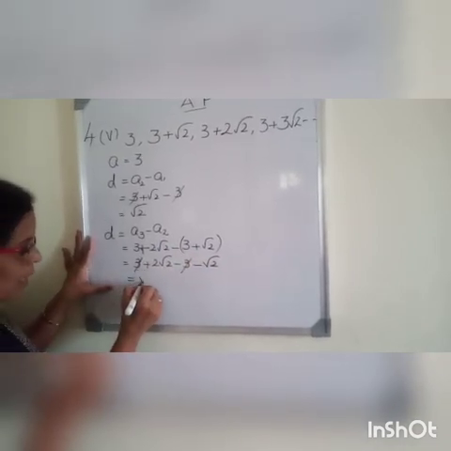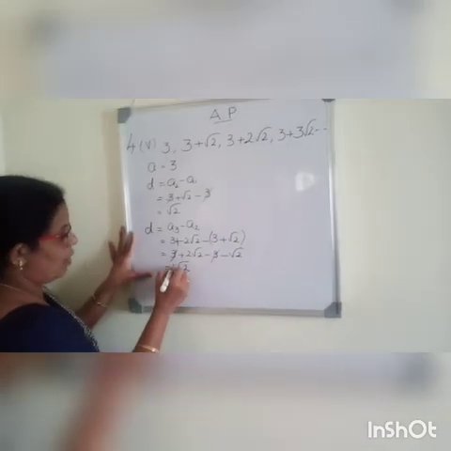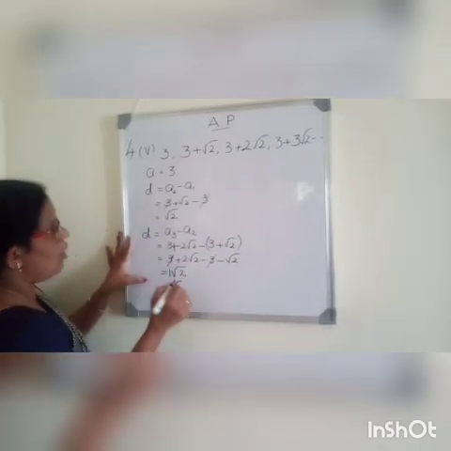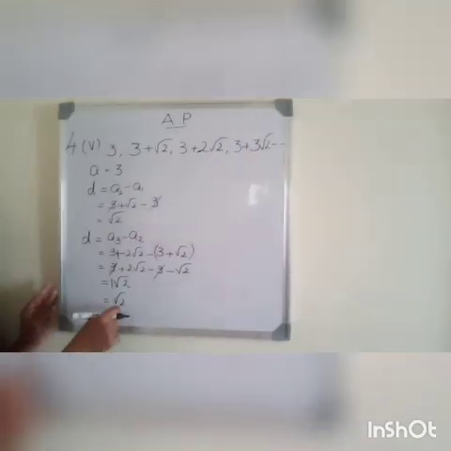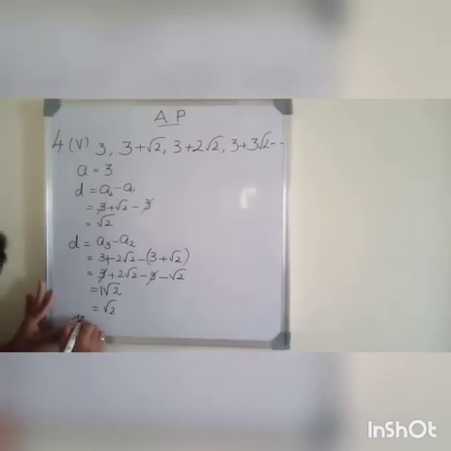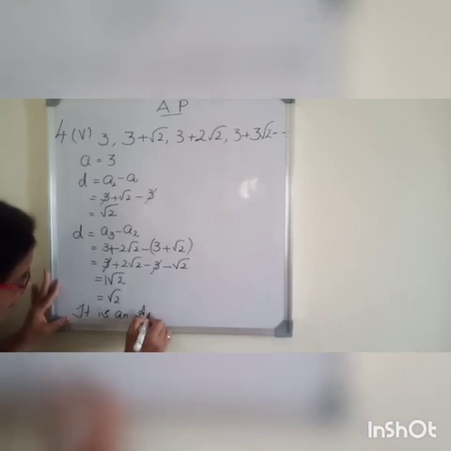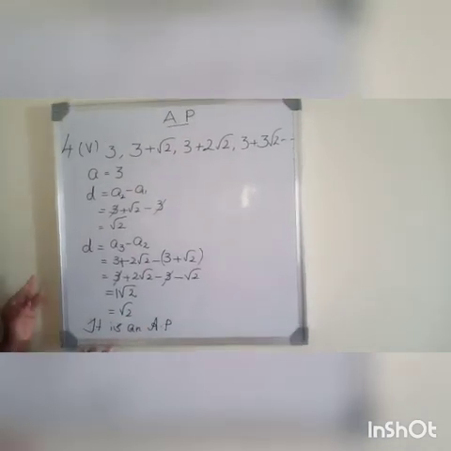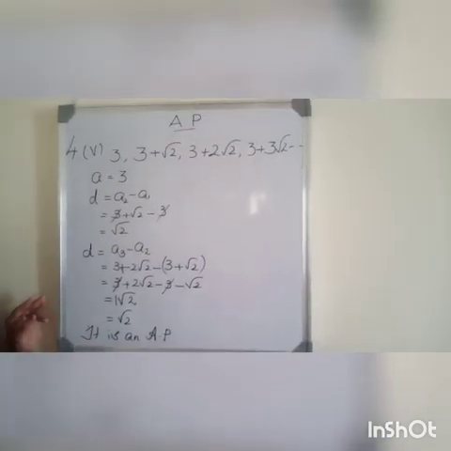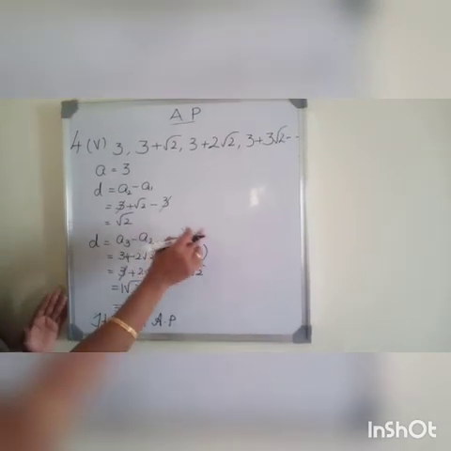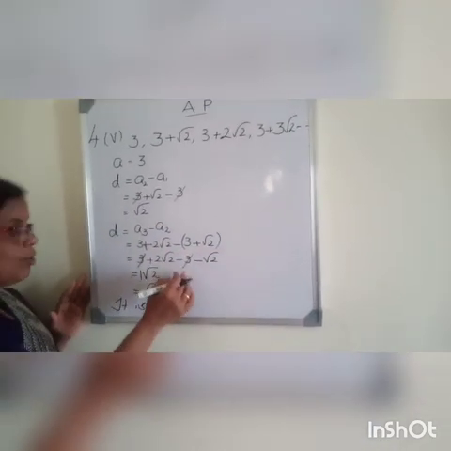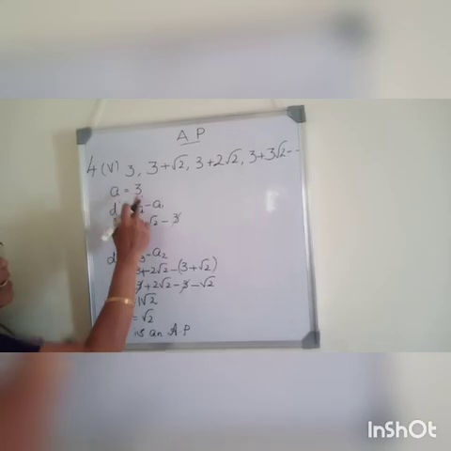So 1 root 2 you can write, or only write root 2. 1 root 2 is equal to root 2. So here the common difference is the same. It is an AP. Now we have to write the next 3 more terms. In this sum it is very easy to write the next 3 terms. You need not use the formula. Directly we can write it.